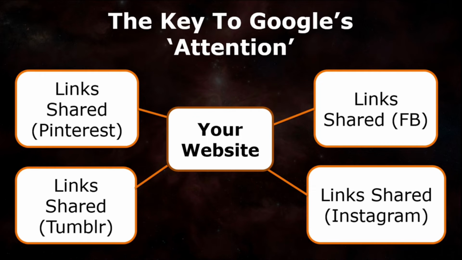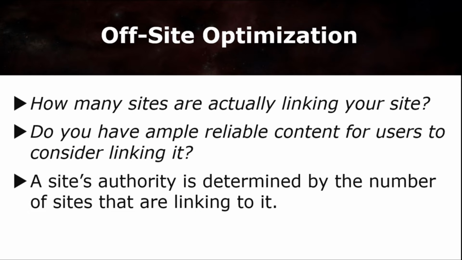Take a look at this image. Your site is at the center and you have multiple sites sharing or linking your site in their site. Google will define this site, your site, as a presence of authority. This method sounds simple, but the main challenge would be how many sites are actually linking to your site, or do you have ample, reliable content for users to consider linking it? Most times, the perception of a site's authority is determined by the number of sites that are linking to it.